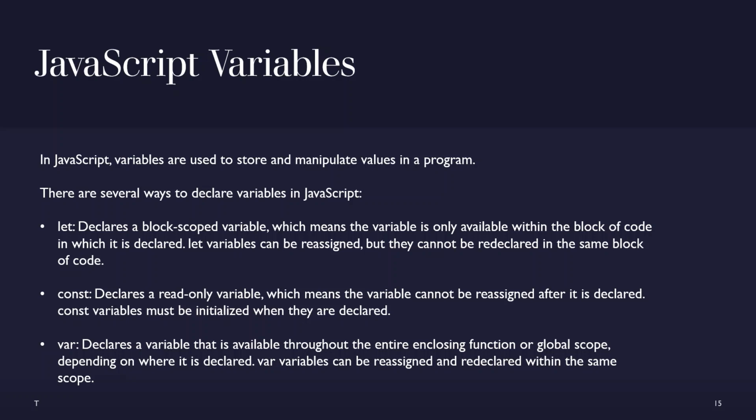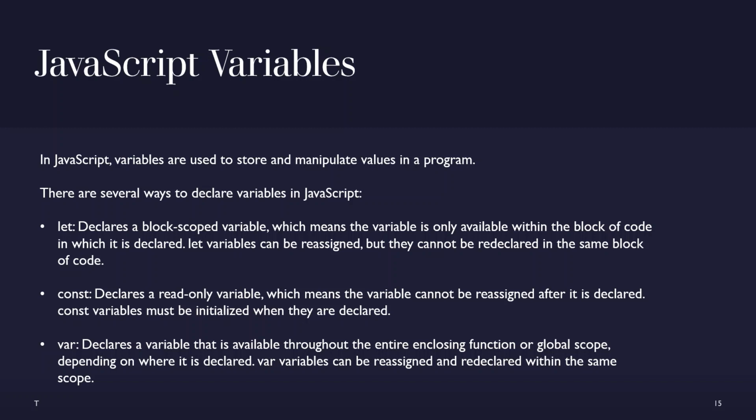Hello everyone, in this lecture we are going to study about JavaScript variables. So in JavaScript, a variable is a named storage location for a value. You can think of a variable as a container that holds a value. Variables are used to store data values like a string of text, numbers, and more complex data types like arrays and objects. There are different ways to declare and use variables in JavaScript.